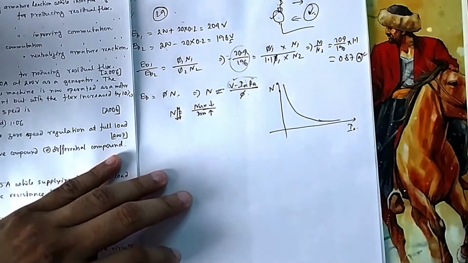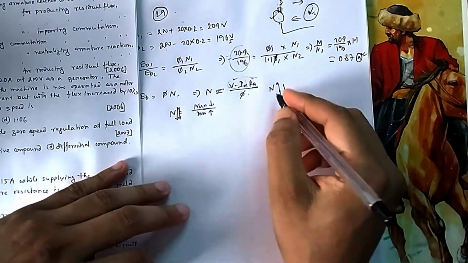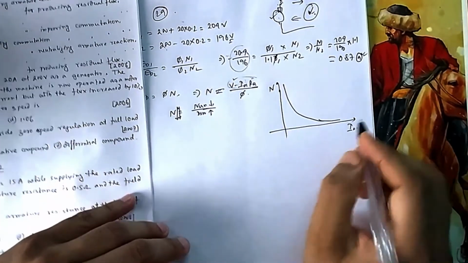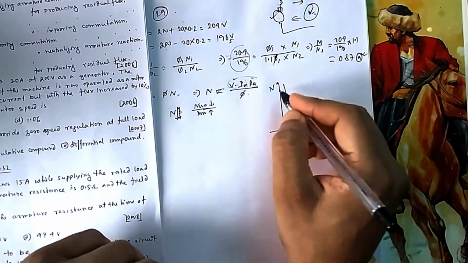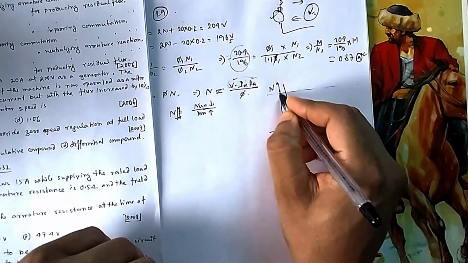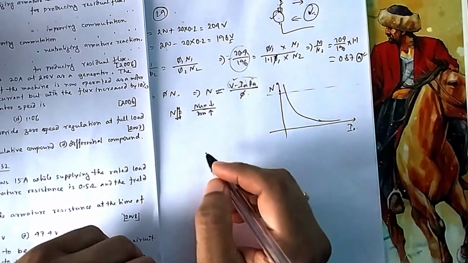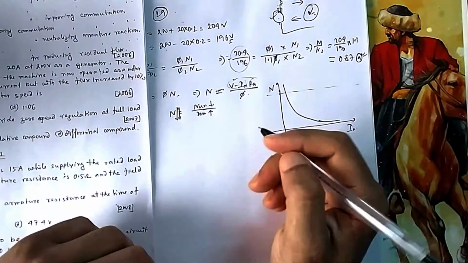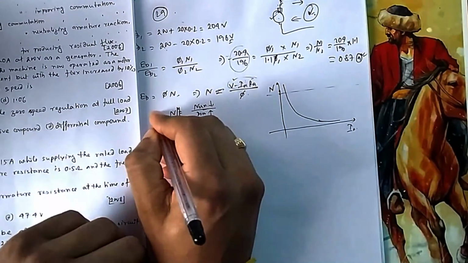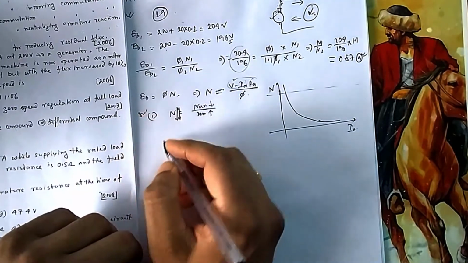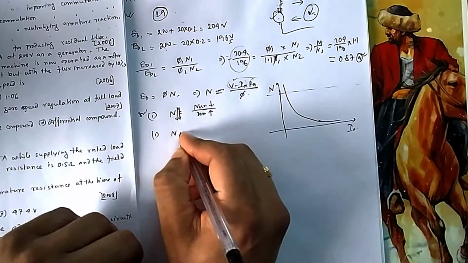Something of this format, because it will come down drastically with the IE increase. Next, you can say it is not 0 voltage regulation. 0 voltage regulation means from no load to full load, the change should be very small. So that is zero change, that is the no load to full load. This one is for series.